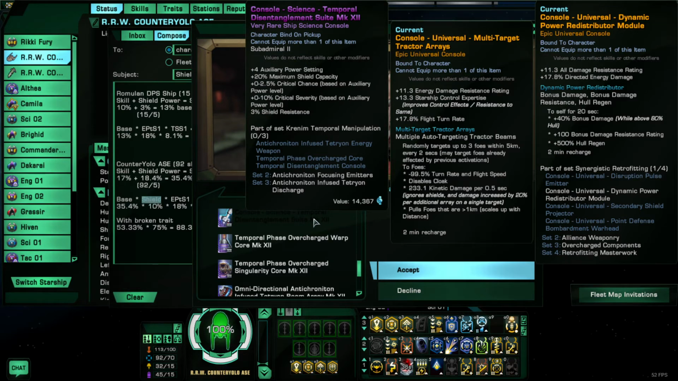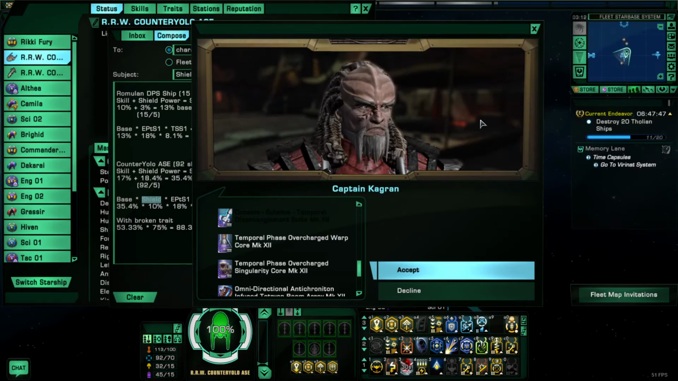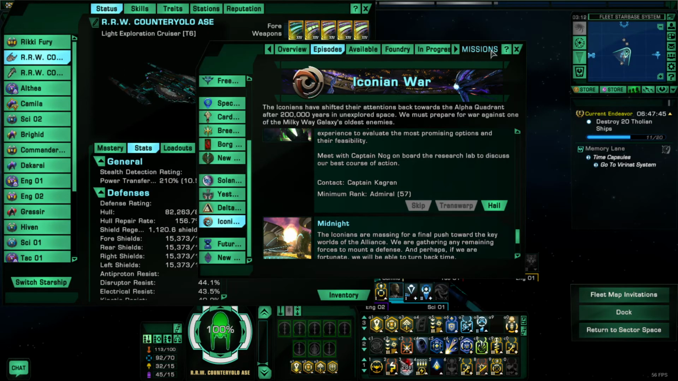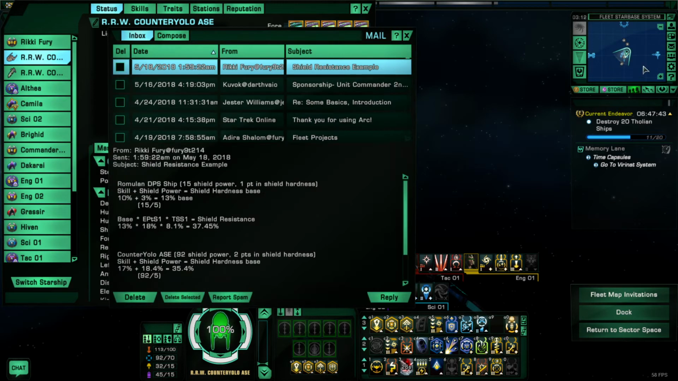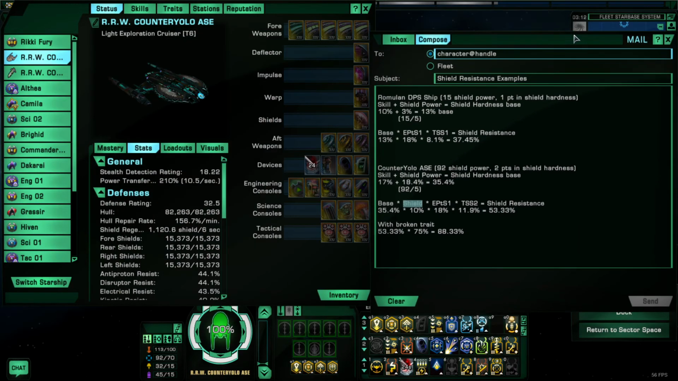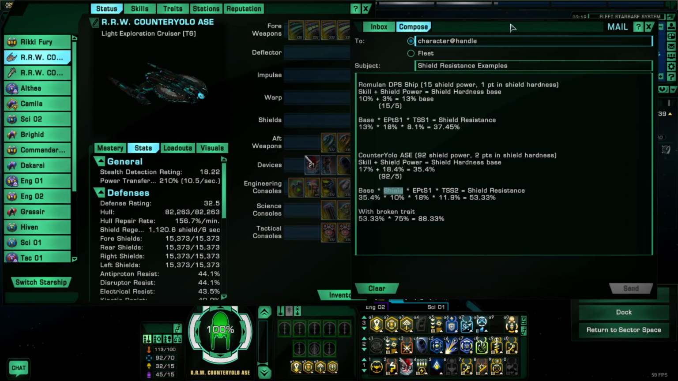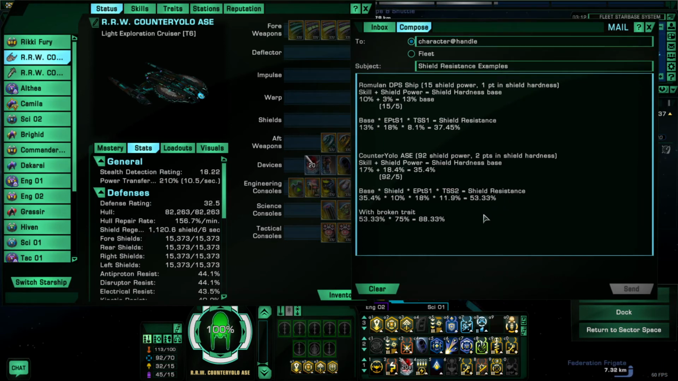And if you have a console like this one that adds shield resistance, that's fantastic, and you'll be able to add that stuff into numbers like this. However, and unfortunately, it's not something that's super visible in Star Trek Online at the moment, so it's hard to really compare this easily without pulling out the calculator and doing some fun math.